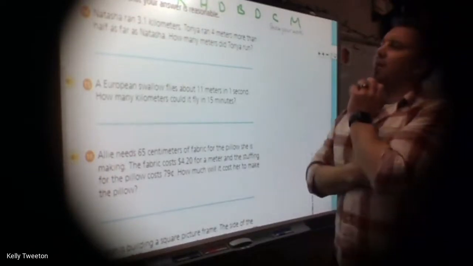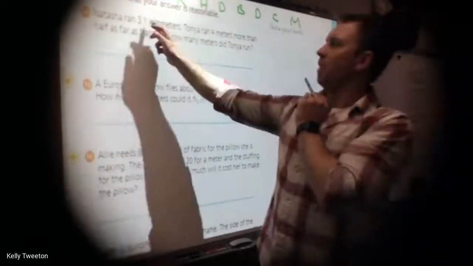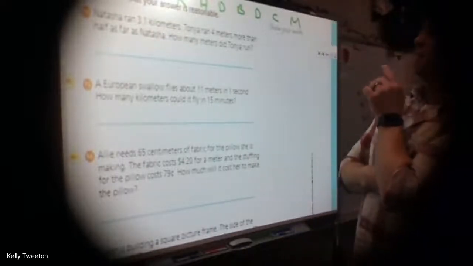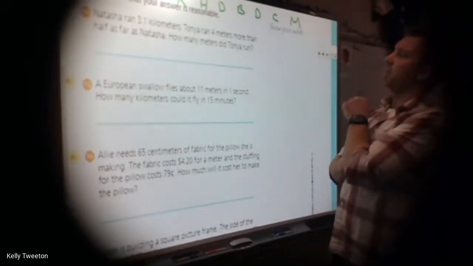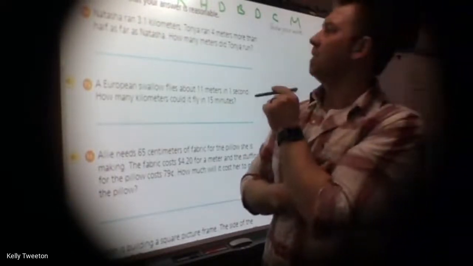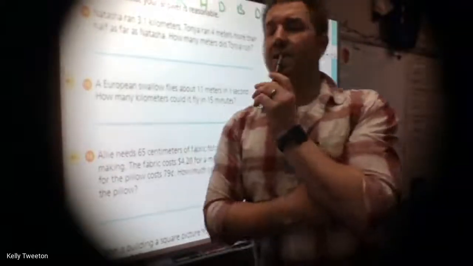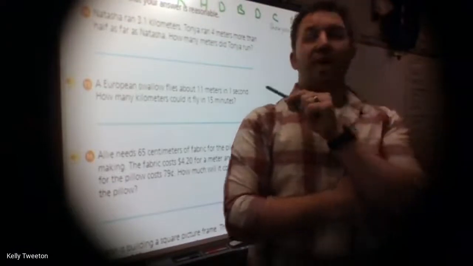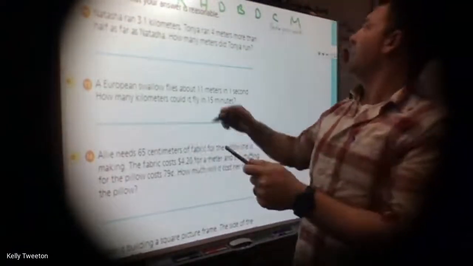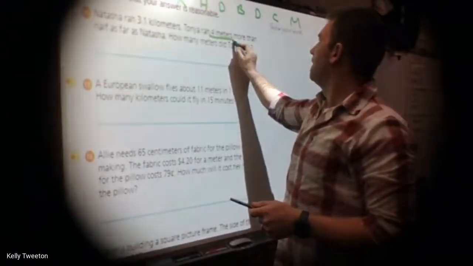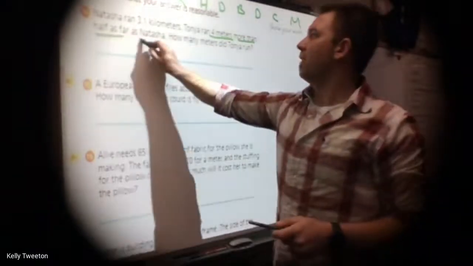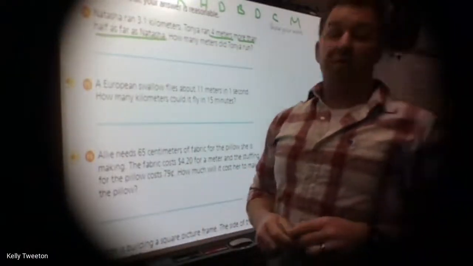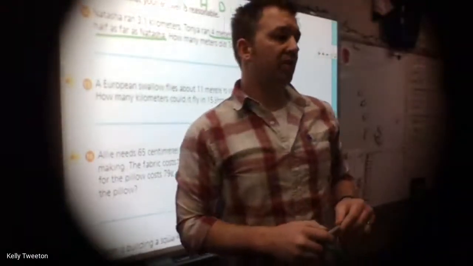So we know how far Natasha ran. She ran 3.1 kilometers. Now Tanya ran 4 meters more than half of what Natasha ran. So what should I do first? After reading that sentence, we know she ran 4 meters more than half as far as Natasha. There's a couple different options we could do here. What do you think we should do first?